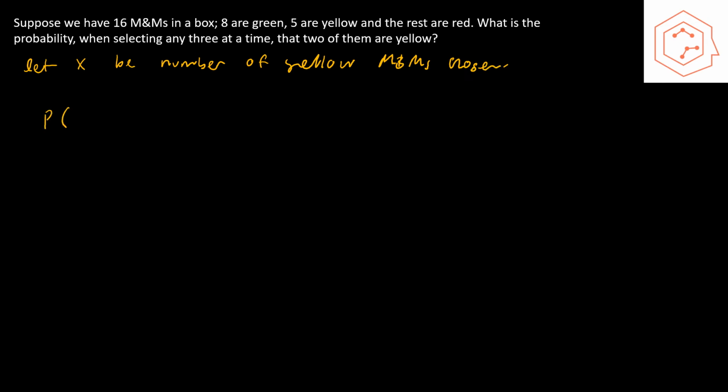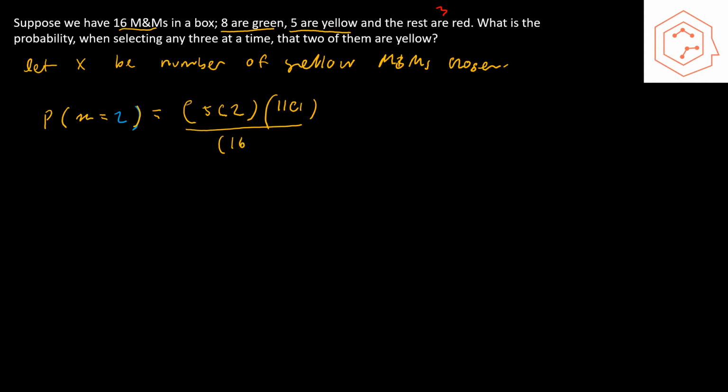Then if we define what we just did mathematically, we have P of x is equal to 2. We're choosing 2 out of 5 M&Ms. 2 M&Ms must be yellow, and we need to choose those M&Ms from a set of 5 total yellow M&Ms. So we have 5 choose 2. Multiplied, we need 1 non-yellow M&M, and we have a set of 11, since 8 are green and 3 are red. So 11 choose 1, divided by the total ways to choose 3 M&Ms from a set of 16.